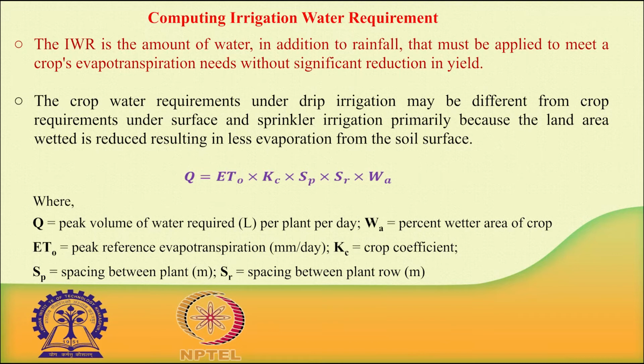So, the peak water requirement we can give here as Q equal to ET0, that is the reference evapotranspiration in millimeter per day, multiplied by the crop coefficient Kc, multiplied by the area under each plant, that is the spacing between the plants multiplied by the spacing between the rows, multiplied by the percent wetted area Pw. This is the area of each individual plant, and this is the ETc. This we have studied: ET0 into Kc is the actual crop evapotranspiration.